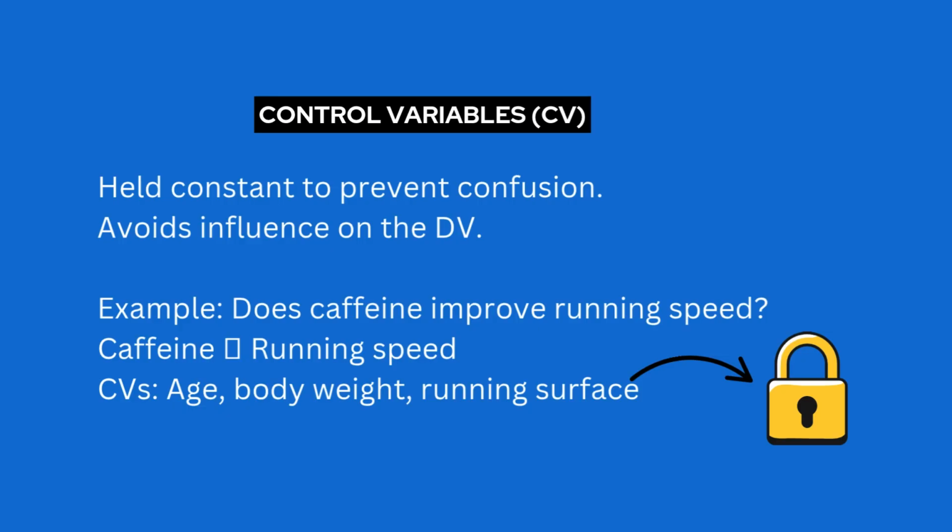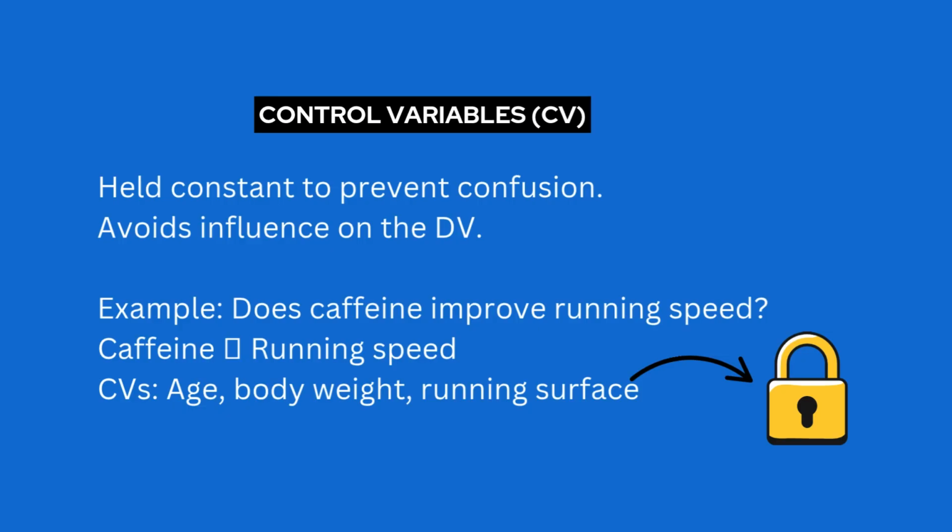Let's take this example. In this question, does caffeine improve running speed? Caffeine intake is going to be our independent variable, while running speed will be our dependent variable. Then our control variables in this question are going to be different factors such as age, body weight, or even the type of running surface and type of running shoes.